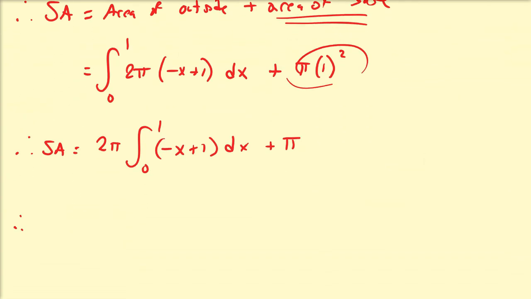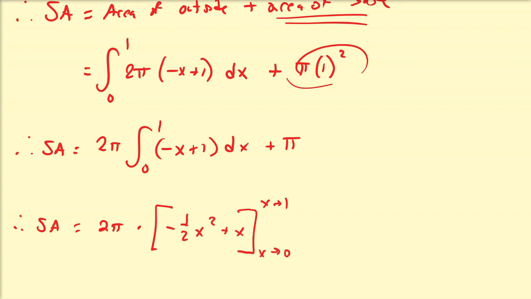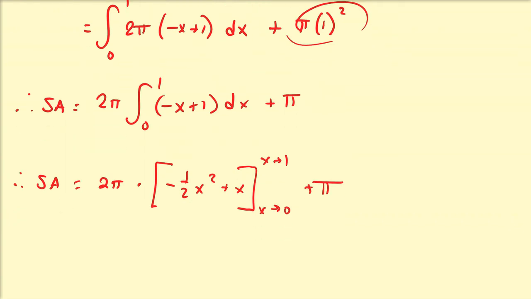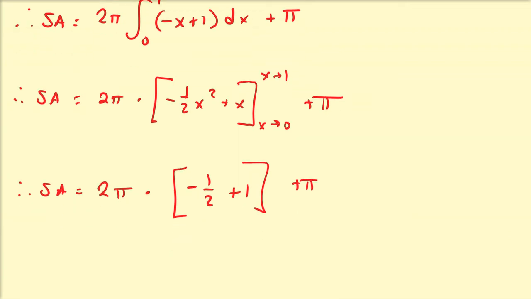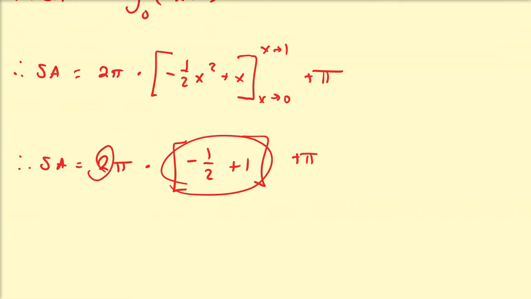And then we can use the fundamental theorem of calculus on this. So we have 2 pi times, so the antiderivative of that is going to be negative 1/2 x squared plus x. And we need to evaluate this from 1 to 0 and subtract. So 0 sends the whole entire thing to 0, so nothing interesting there. So we have 2 pi times, so we plug in 1, so we're going to have negative 1/2 plus 1. 0 doesn't contribute anything. So 1 minus 1/2 is going to be a half, and a half times 2 is just going to be 1. So we have pi plus pi, which is equal to 2 pi.